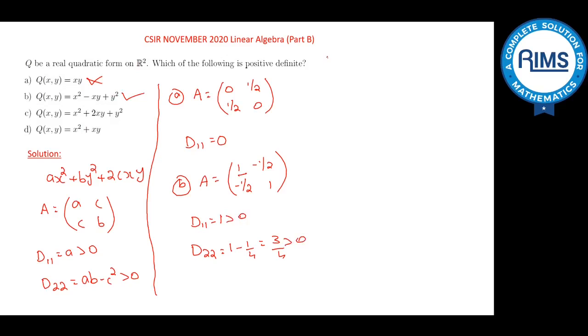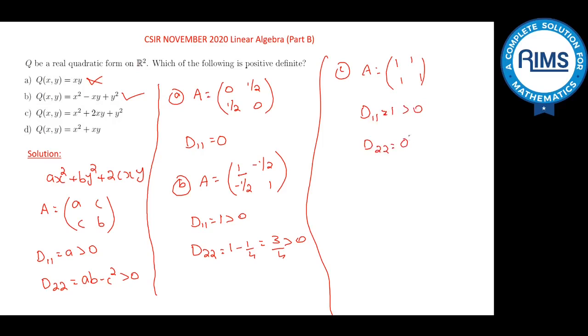Now consider option C. What is the matrix corresponding to this option? Capital A equals [1 1; 1 1], that is, all entries are 1. Now D11 equals 1, which is greater than 0, and D22 equals the determinant of this matrix, which is 0, which is not greater than 0. Therefore this quadratic form is not positive definite.